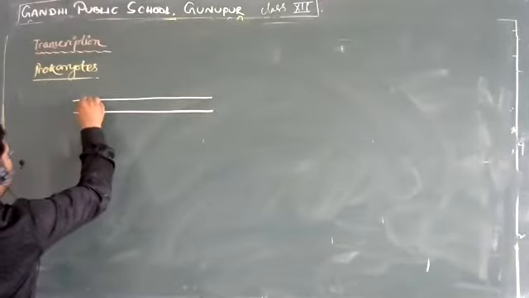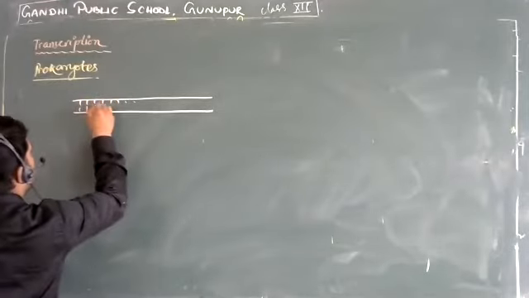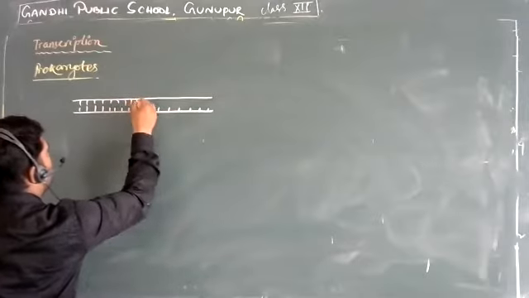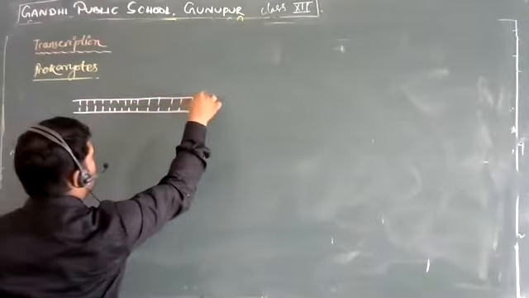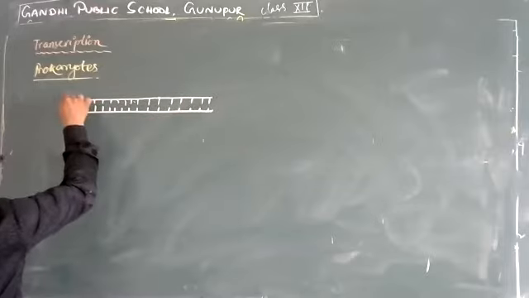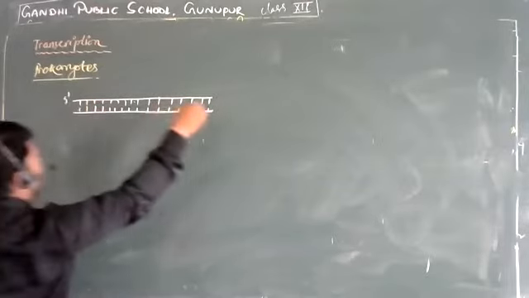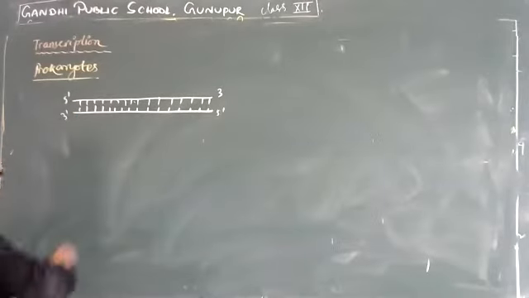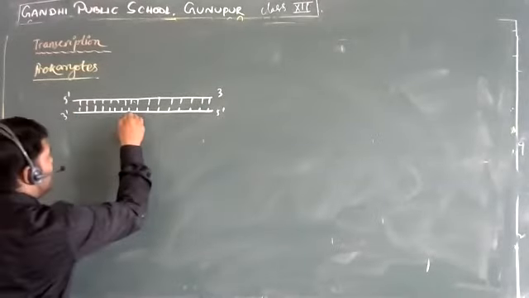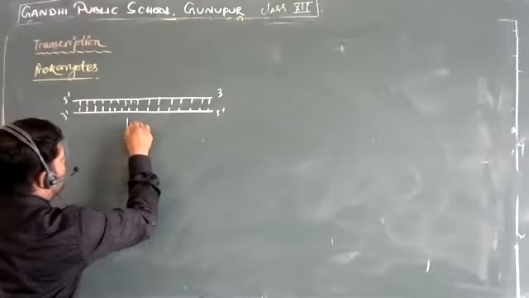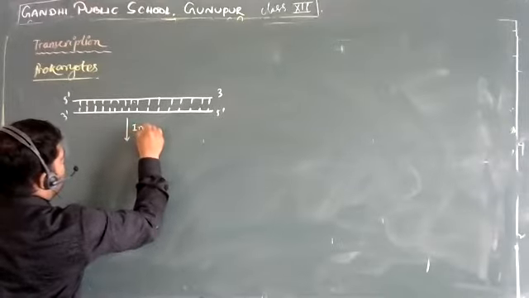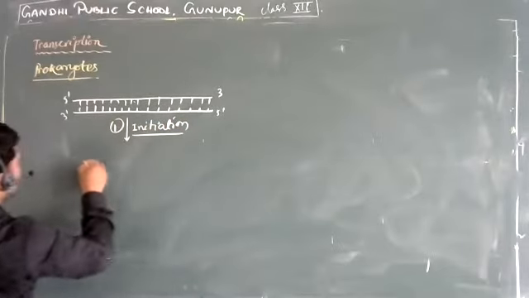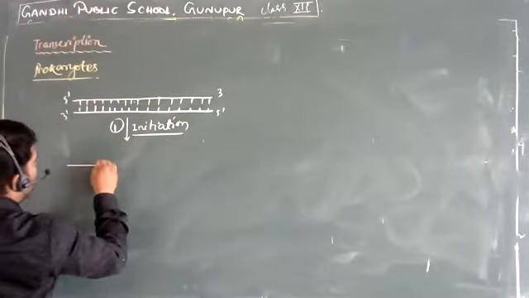Let's just quickly make this one. Let me make it 5 prime to 3 prime, and this is 3 prime to 5 prime. So when the initiation occurs, the first process occurs. Initiation, step 1, is going to form something called a transcription bubble.